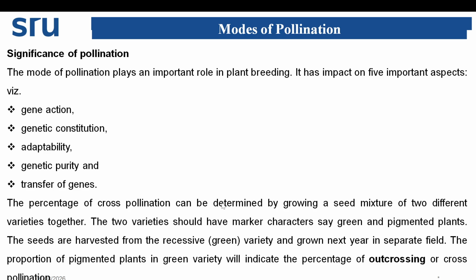The percentage of cross-pollination can be determined by growing a seed mixture of 2 different varieties together. The 2 varieties should have marker characters, say green and pigmented plants. The seeds are harvested from the recessive variety and grown in the next year in a separate field. The proportion of pigmented plants in the green variety will indicate the percentage of outcrossing or cross-pollination. So that's how you can calculate the percentage of cross-pollination.